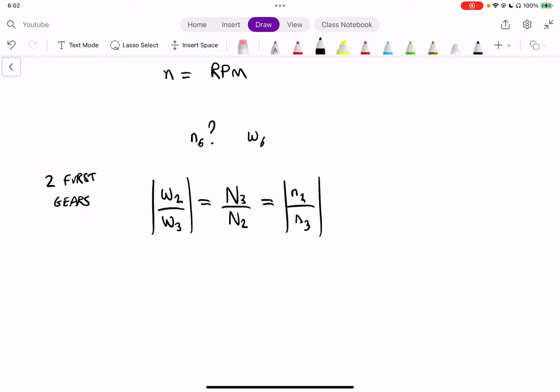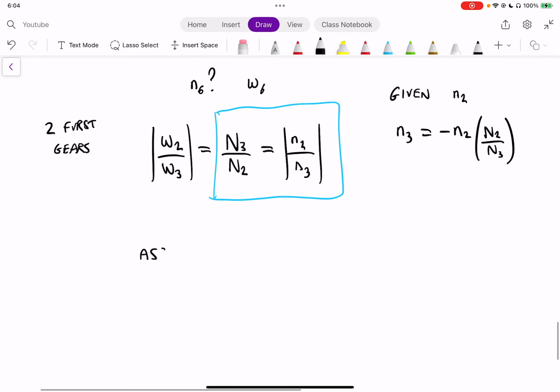Where does the negative come from? The negative comes from the fact that we're changing direction. If n2 is a positive number and we assume that clockwise is positive, n3 has to be negative because it's going to be rotating in the other direction. So here we have to take into account the direction of things, which we haven't so far. We made the assumption that clockwise is positive, therefore n3 is going to be negative.